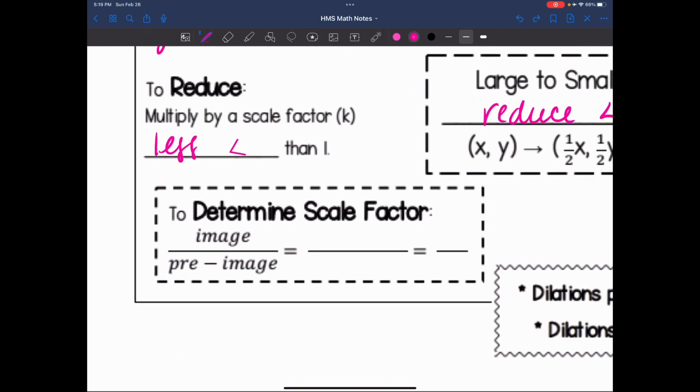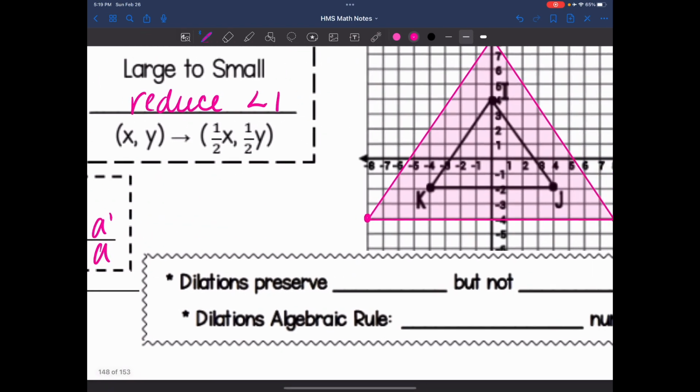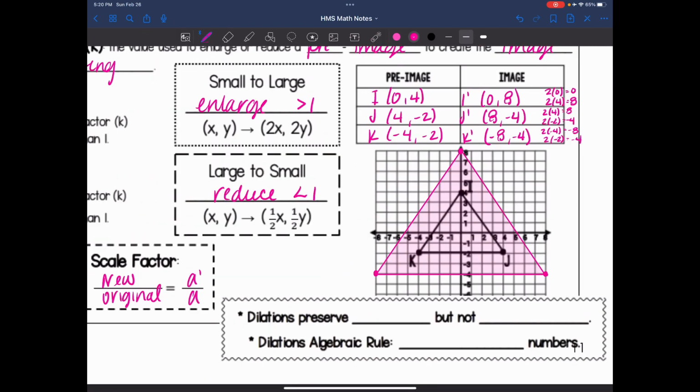Determine the scale factor. We take the image over the pre-image. That is the new over the original, which also looks like a prime over a, or x prime over x, or whatever the coordinate is, right? All right, so math lingo.